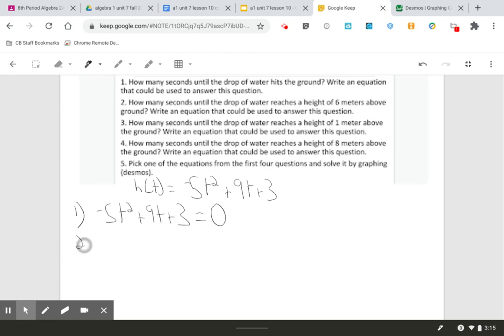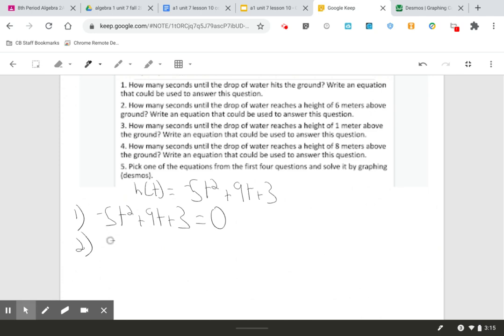Because of ground level. So for number 2, how many seconds until the drop of water reaches a height of 6 meters above the ground? Well, simply I could take the same equation. So negative 5t squared plus 9t plus 3. But instead of setting it equal to 0, I'll set it equal to 6. Number 3, same thing, except how many seconds until the drop of water reaches a height of 1 meter above the ground? So I'll take my equation and set it equal to 1.